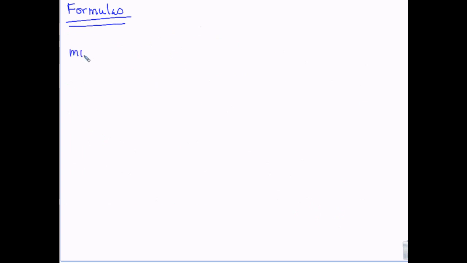Let's start with midpoint. The midpoint formula is x1 plus x2 divided by 2, comma, y1 plus y2 divided by 2. And this is an ordered pair that you get.